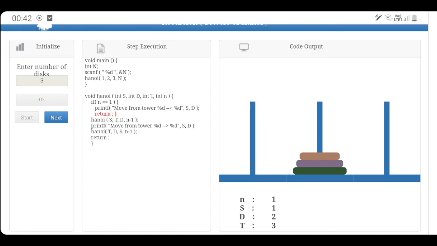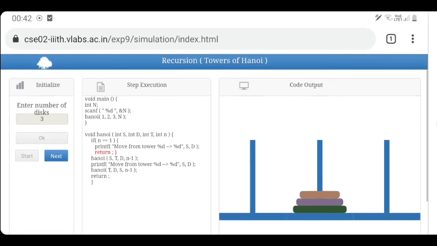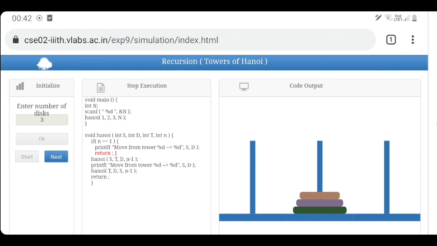So I would want you to try out this animation or the simulation on the virtual lab, and also try the coding for the Towers of Hanoi problem. Yeah, that's it about towers. Thank you.